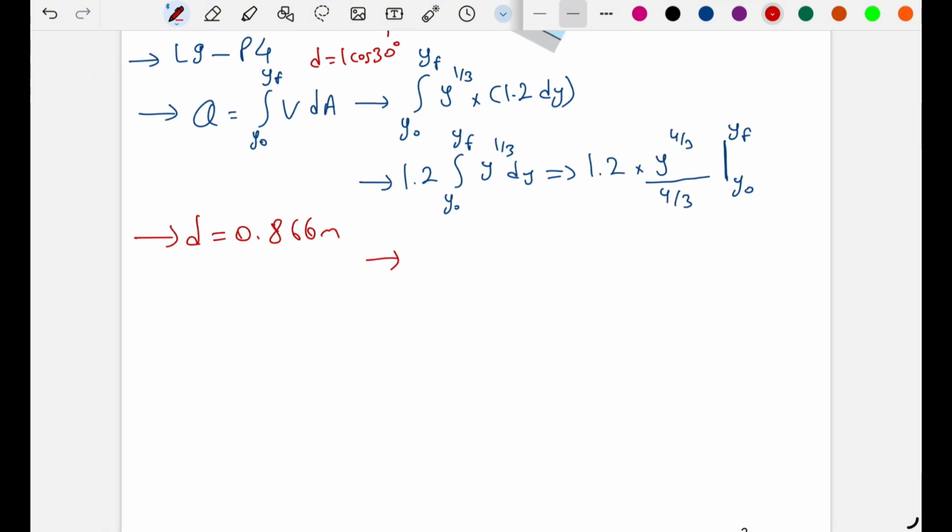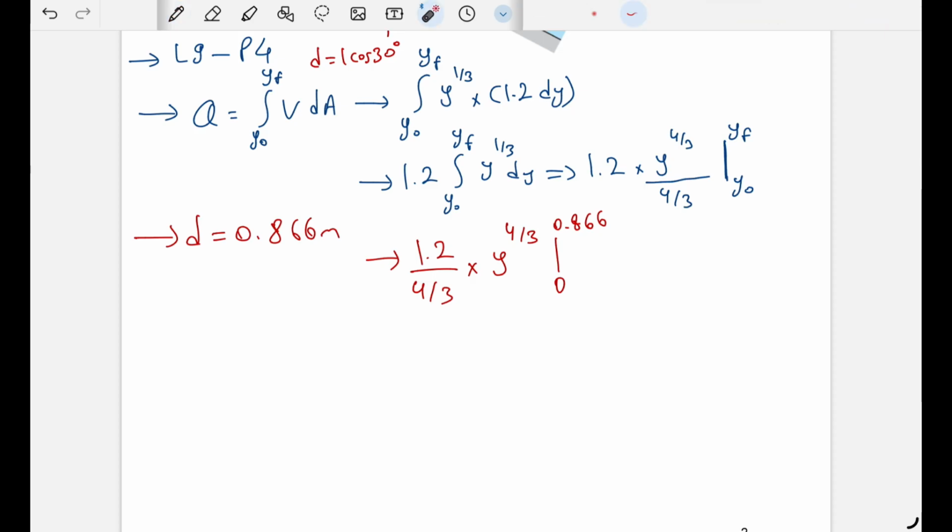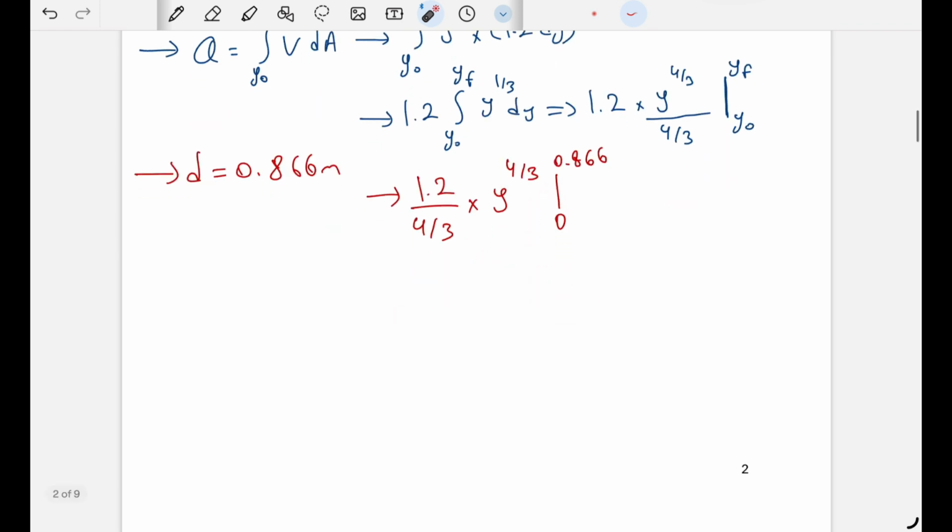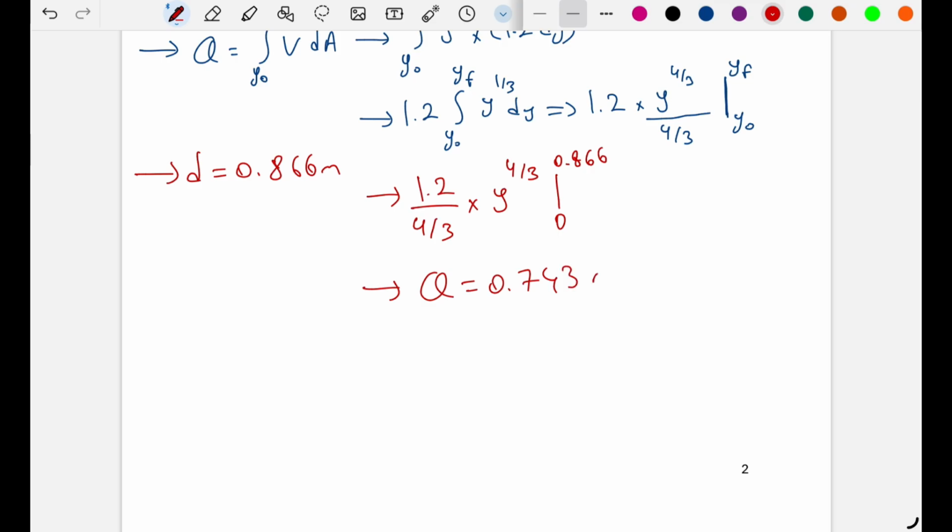From here, we can get the final version of the calculations: 1.2 over 4 over 3 times y to the power of 4 over 3, which changes from 0 to 0.866. When we use 0, we will get 0 here. The only thing we need to do is substitute y with 0.866. Once we do that, we can get the flow rate as 0.743 cubic meter per second.